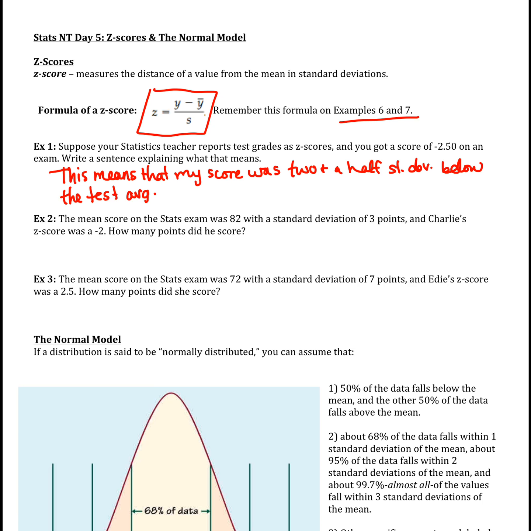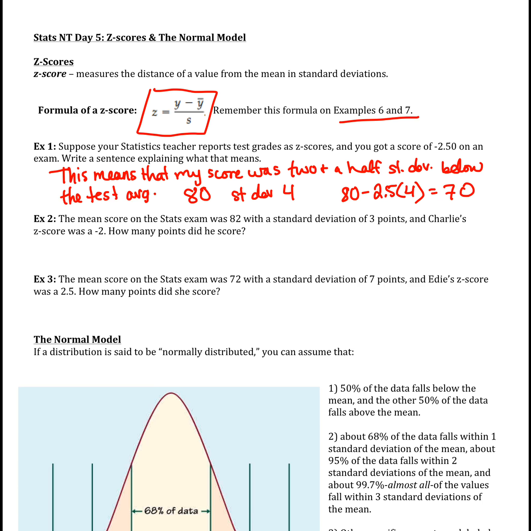For example, if the test average was an 80 with a standard deviation of 4, you were 2.5 fours below the average. So you would do 80 minus 2.5, and the standard deviation was worth 4, so you were 2.5 fours below the average, so you scored a 70.